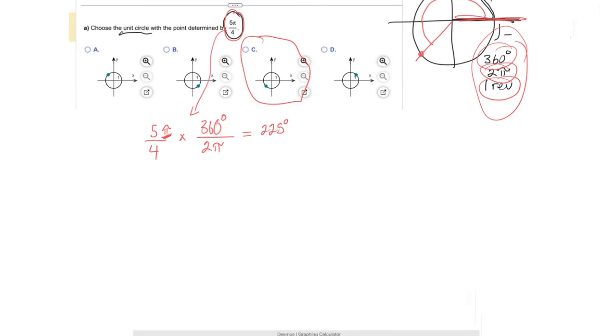How about it says choose the unit circle that you've got a point determined by, say, 2.3. And they don't give you any units, so you have to assume that the units are radians. So you can do the same thing, just convert it to degrees and then figure out where that is. To convert it to degrees, again, I want to get rid of radians, so I'll put 2 pi on the bottom, and I'll get 360 degrees on the top.